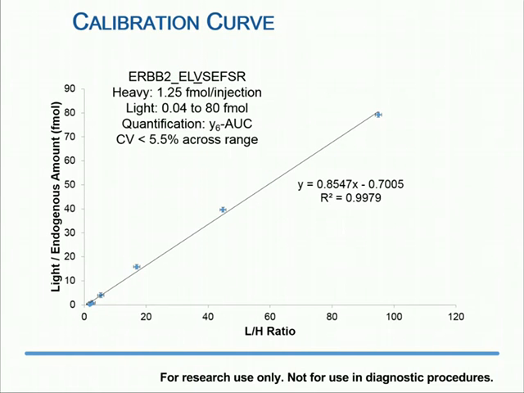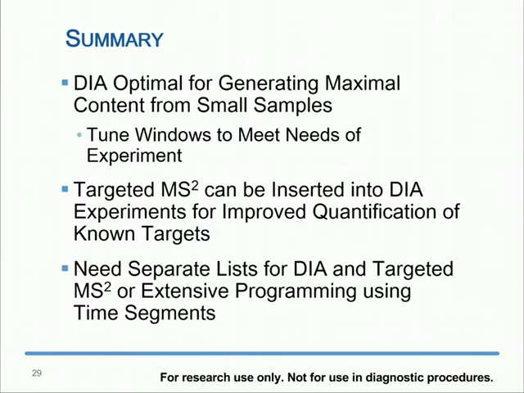However, we do get very good quality data from calibration curves, so this is just the example, again, that same peptide, and inserting both the heavy and the light into the triple negative background. So we're injecting 1.25 femtomoles of the stable isotope labeled standard for each injection, and light was ranging from 40 attomoles up to 80 femtomoles, and we're quantifying again by the area under the curve for that Y6 fragment pair, and our CV value actually was less than 5.5% across the whole range. So you can see a very nice R-squared value and very predictable response as we're measuring in this context.